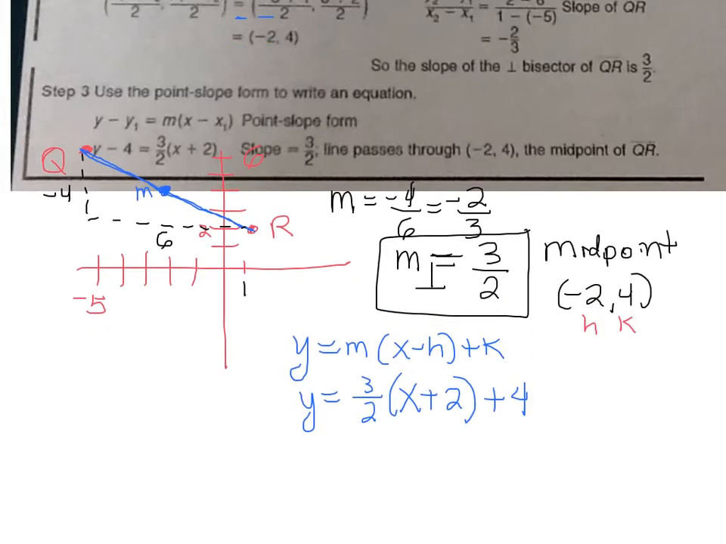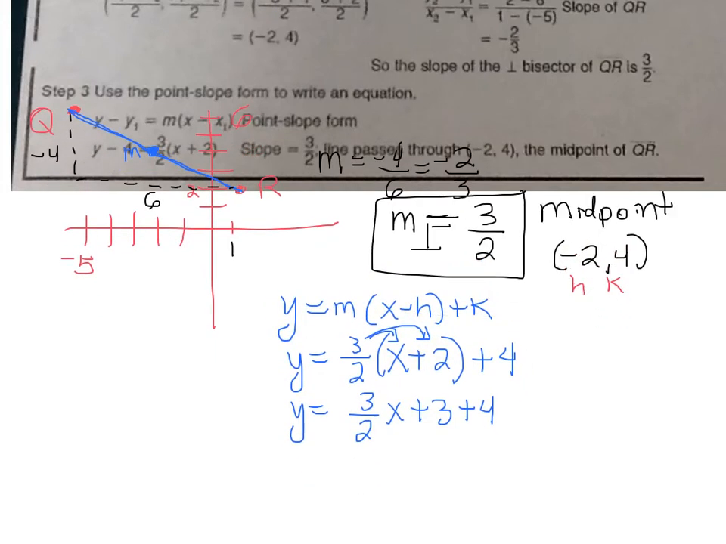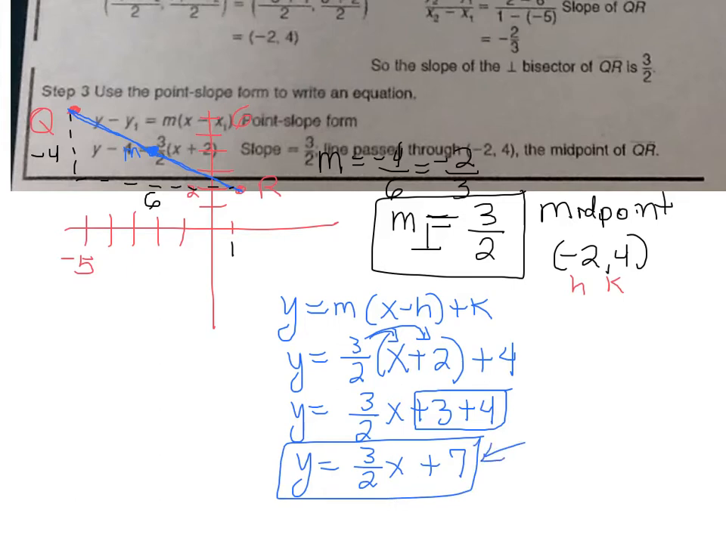Now that I have that equation like that, I need to distribute. So when I distribute, it would be y equals 3/2 times x is just 3/2 x. What is 3/2 times 2? It would be 3. And then plus 4. So what is that equal to? y equals 3/2 x plus 7. 3 plus 4 is 7, yes. y equals 3/2 x plus 7. So this is the equation of the perpendicular bisector.